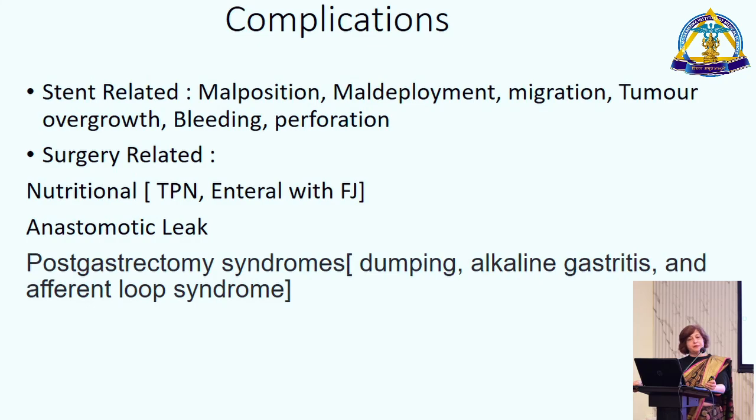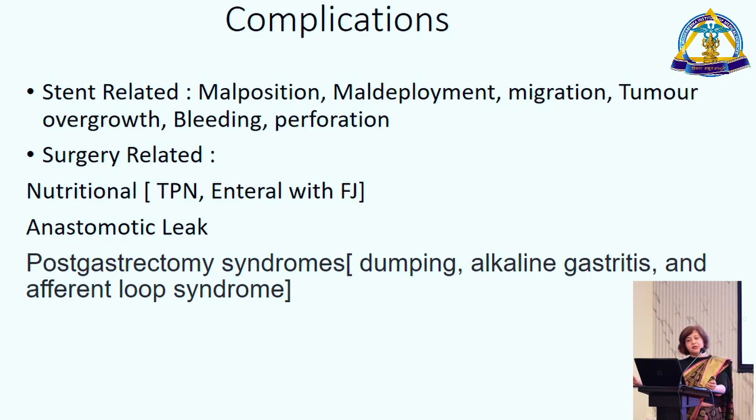Complications that can happen may be stent related, like malpositioning. When you put a stent, you may not put it in the right place, malalignment. Stents may migrate. Tumor overgrowth can happen, and this also happens more commonly in uncovered stents than in covered stents. Bleeding and perforation can happen.